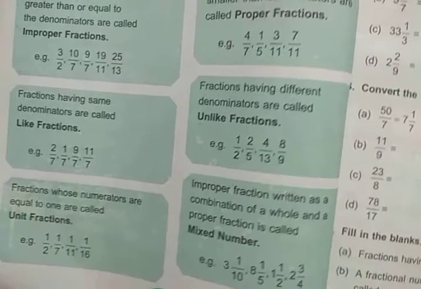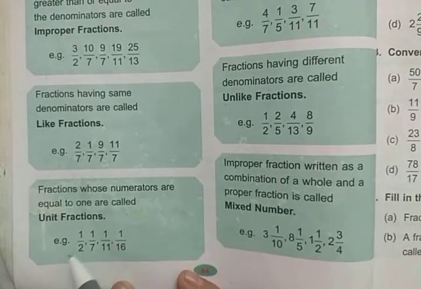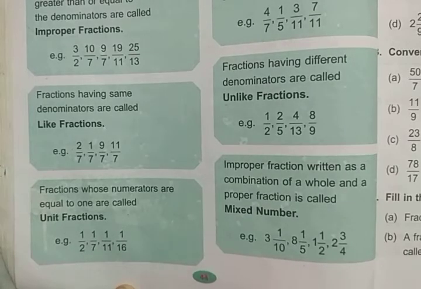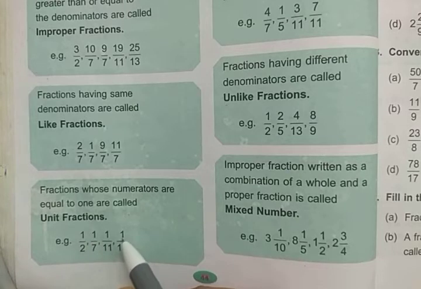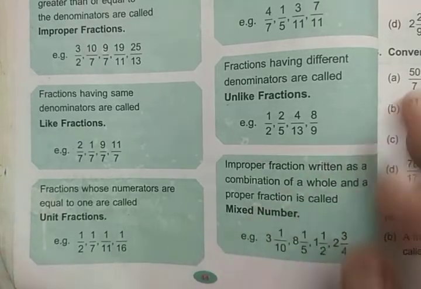Next is your unit fraction. Unit fractions में numerators 1 होते हैं. So ऐसे fractions whose numerator are equal to 1. You can see here in the example, all the numerators are 1. Such type of fractions are unit fractions.